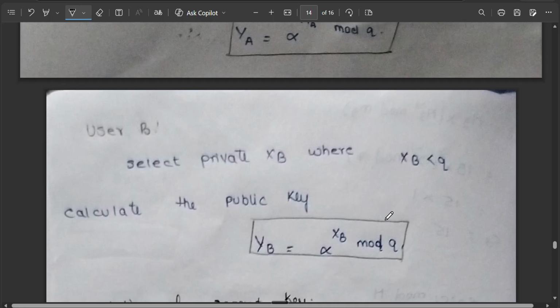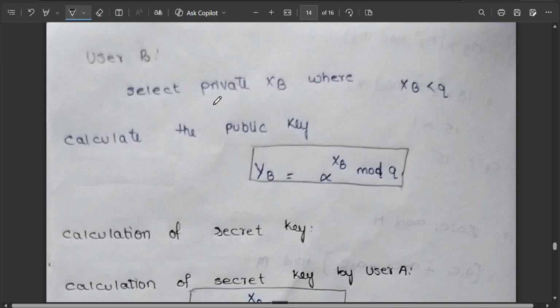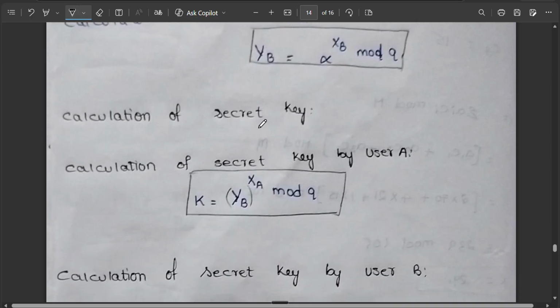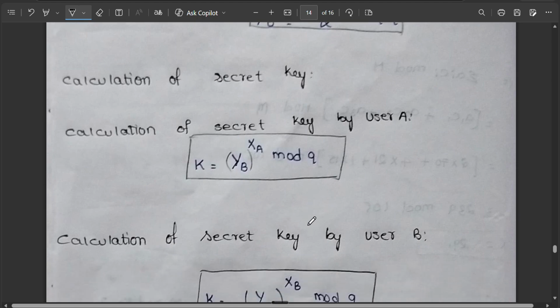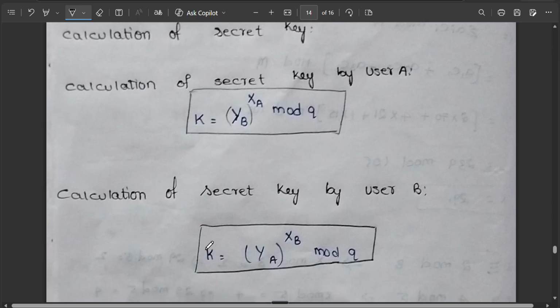Then next, for user B, select private key XB where XB is less than q and calculate the public key YB equal to alpha power XB mod q. So how to calculate the secret key? K equal to YB power XA mod q. So calculation of secret key by user B, K equal to YA power XB mod q, and you can use any of the formulas when you're finding the secret key.